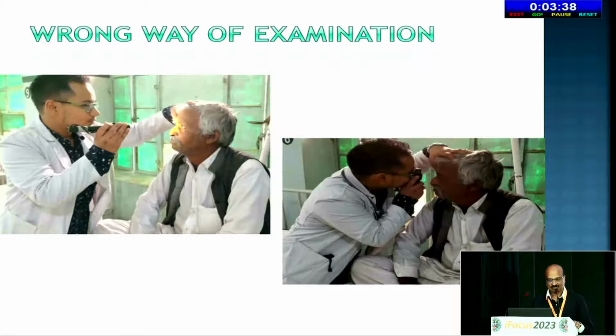Wrong way of examination: sir told that in retinoscopy, if you are checking PL PR in a bright light, that is wrong. If you are doing direct ophthalmoscopy, the right eye should be examined from the right, the left from the left, to create a good impression. So always do the examination in a routine, better way and in a correct method.